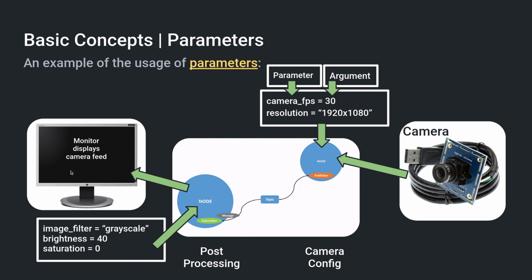And so we'll see that over here, where we actually have the node subscribing to the images, and you would be able to specify parameters for this node. So for example, if you wanted to add a filter at runtime, you could. So image filter equals grayscale, so that it's black and white. Or if you wanted to change the brightness or saturation, you could, and then display it on a monitor. So this would be an example of post-processing, and this example right here would be an example of camera configuration.